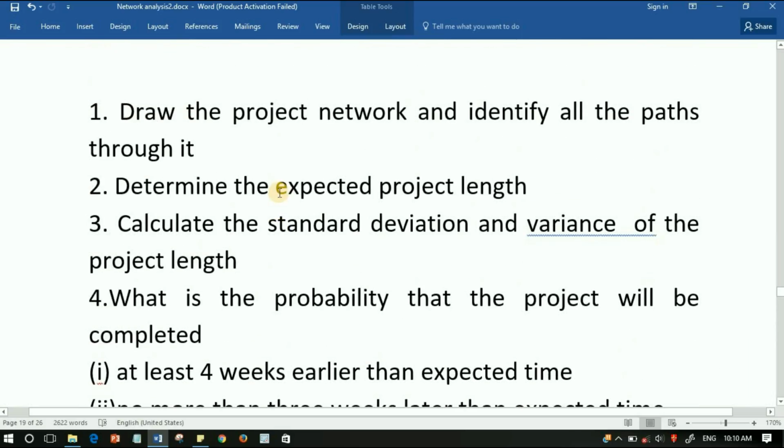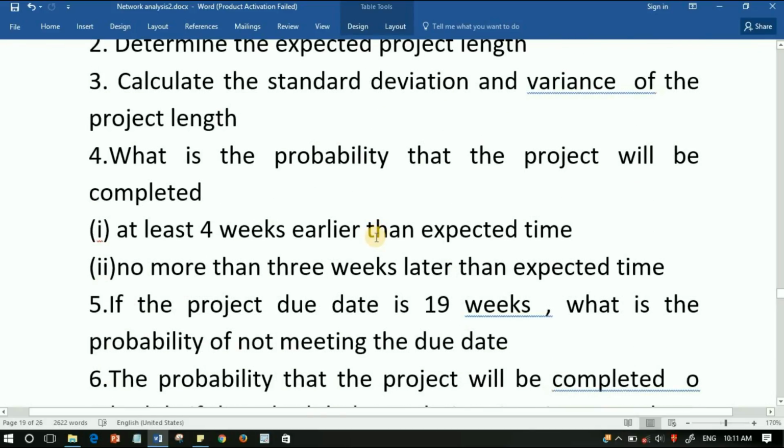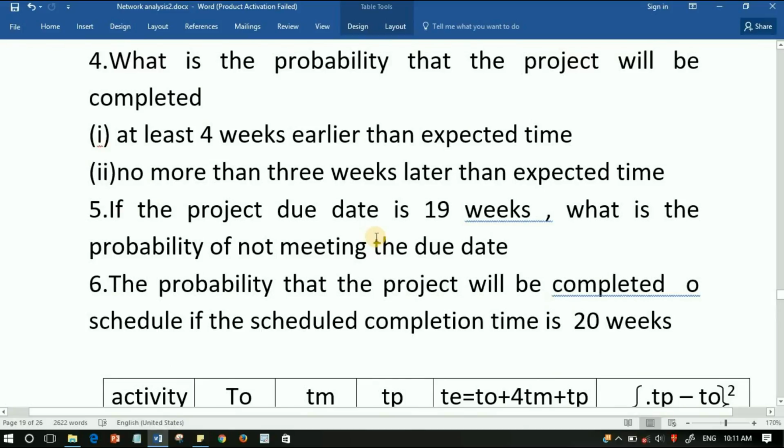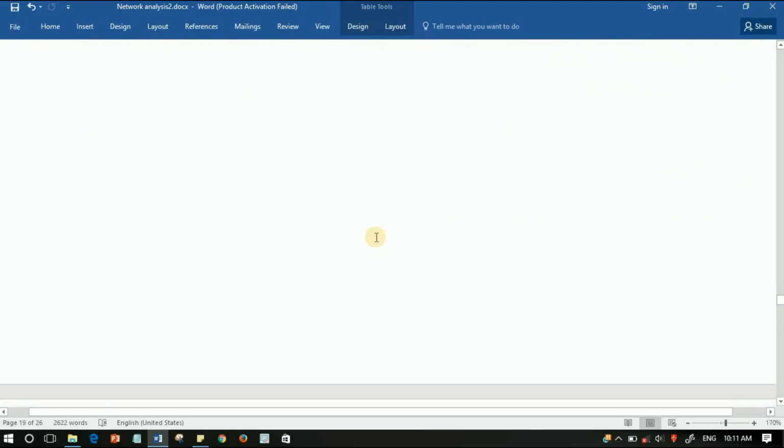Then what are the questions? Draw the project network and identify all the paths through it. Determine the expected project length. Calculate the standard deviation and variance of the project length. What is the probability that the project will be completed at least 4 weeks earlier than expected time? No more than 3 weeks later than expected time? If the project due date is 19 weeks, what is the probability of not meeting the due date? What is the probability that the project will be completed on schedule, if the scheduled completion time is 20 weeks?